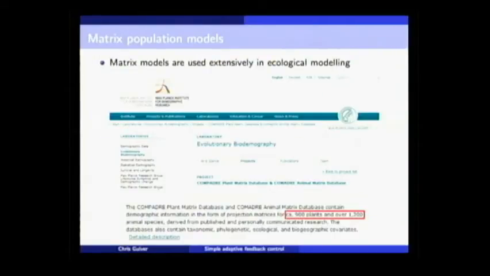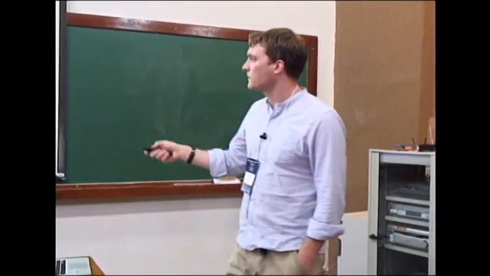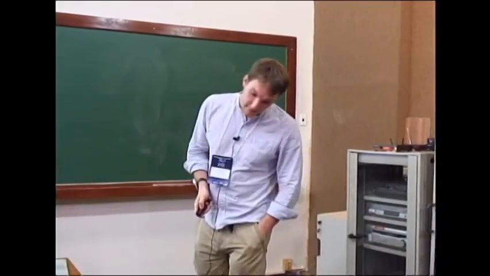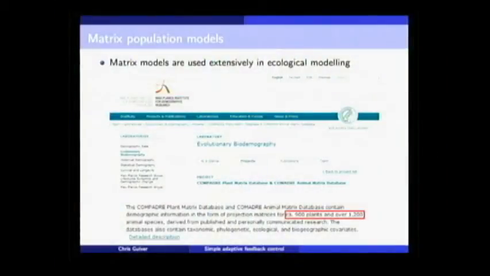So this is a screen capture from the Max Planck Institute's website. It's a number of years old now. I should check it's still there. It's very easy, myself included, to be quite sort of haughty about matrix models. But the point is there are a lot of them. Ecologists have spent a lot of time and money finding these models, parameterizing them from real data. So they're readily available, and it seems a shame not to make use of them.